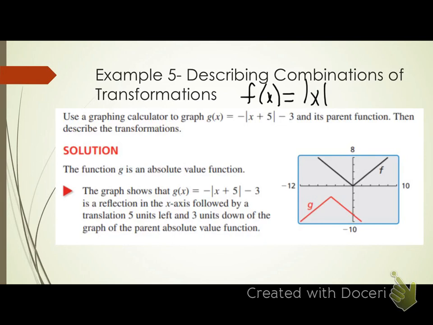What transformations happened from my parent function to my g of x function? Someone raise your hand and name one transformation that occurred. Reflection over the x-axis. Very good. I see it. It is a reflection over my x-axis. Someone raise your hand and tell me another transformation that occurred. I see a translation. What kind of translation? Horizontal or vertical? Horizontal. How many units did it get translated to the left?